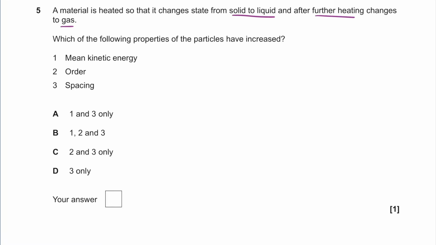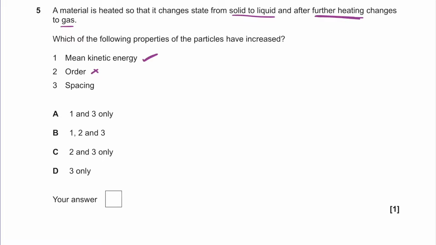So we know that although when it's changing state there is no change in kinetic energy, we are given that it's heated further, which means that the mean kinetic energy would still increase during this further heating. Number 2, order. As it goes from a solid to a liquid to a gas, the particles become more disordered. For anyone who takes chemistry A levels, you would understand this as the entropy of the system increasing. That is not true. And number 3 is spacing.